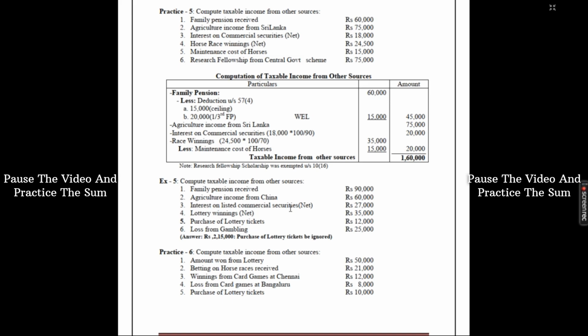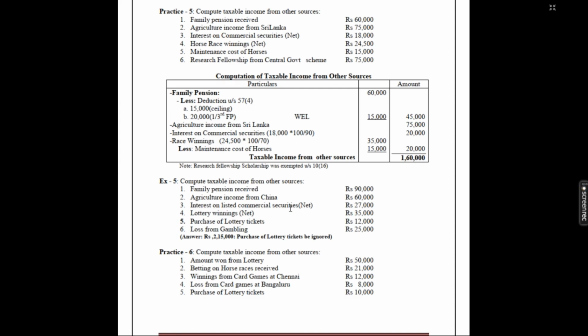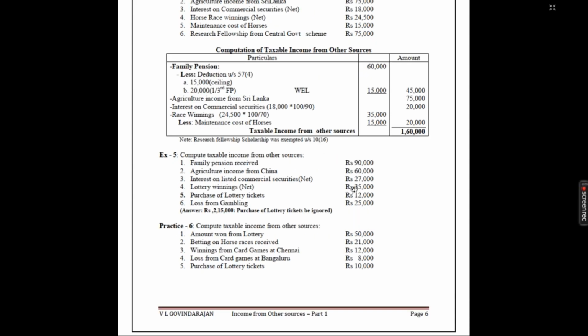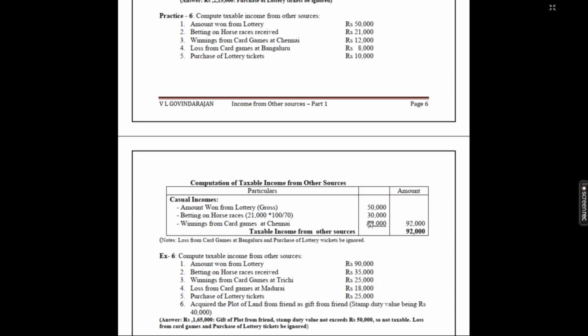Now let me go for practice 6. Compute taxable income from other sources. Amount won from lottery, won. It means won, gross amount. No need to gross it up again. When the amount received means it is a net amount. In that situation only we have to add the TDS on the net amount. Here the amount won is a gross amount. It was fully taxable.